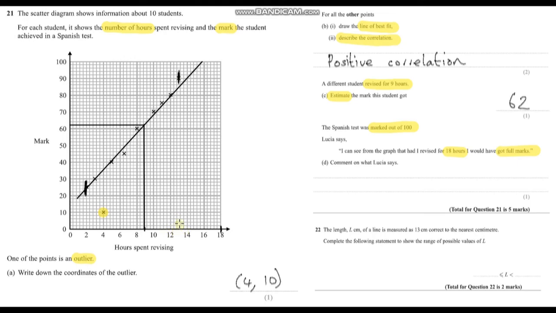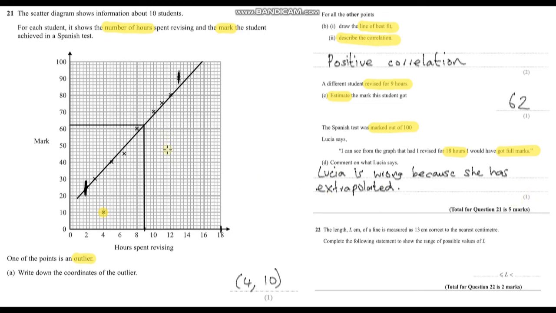So you can only make predictions within these 2 values. So what we can say is that Lucia is wrong, because she has extrapolated. So something along those lines. So if you mention the word extrapolation, then you probably will get the mark for that. Okay, so that's called extrapolation.